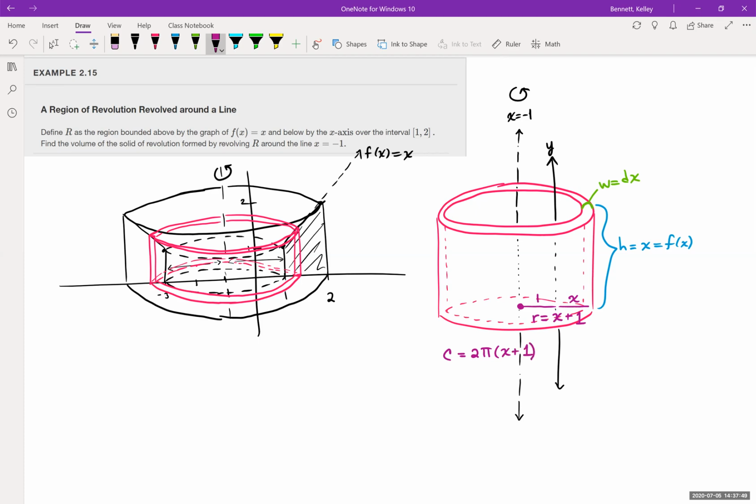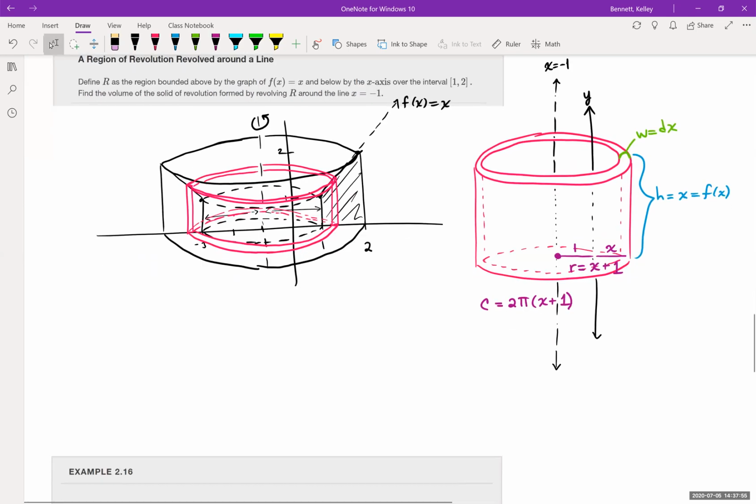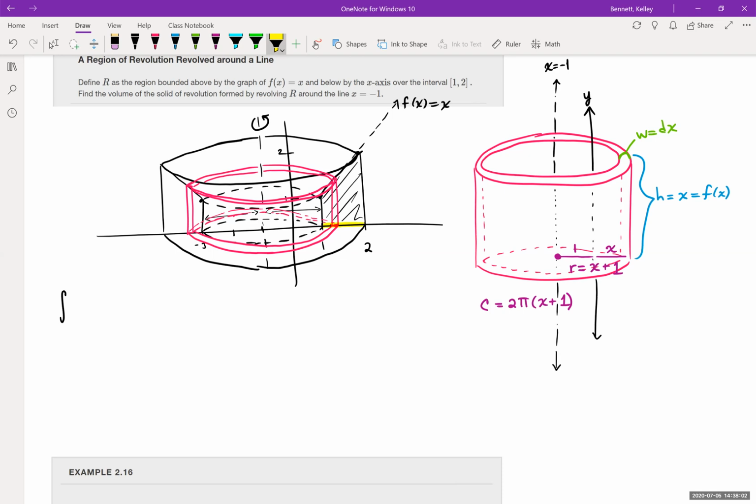So now we're ready to put it together and integrate. So we're going to get our integral. Sorry, we're going just from 1 to 2. So we get the integral from 1 to 2 of 2 pi times my radius, which is x plus 1, times my function, which was just x, times the width, which was dx. So we're going to get the integral from 1 to 2 of 2 pi times x squared plus x dx. Integrating a polynomial is no problem.